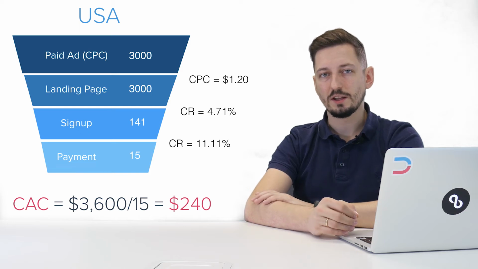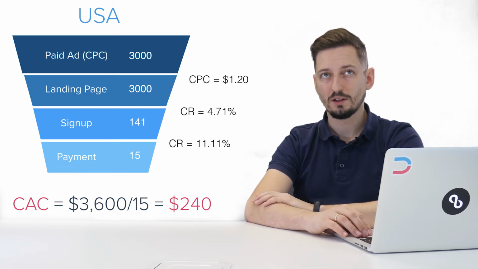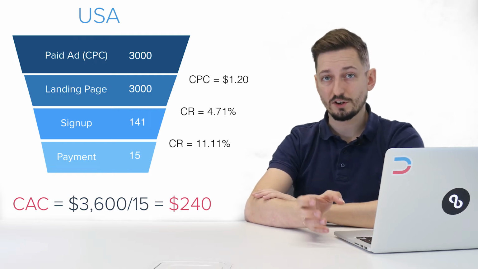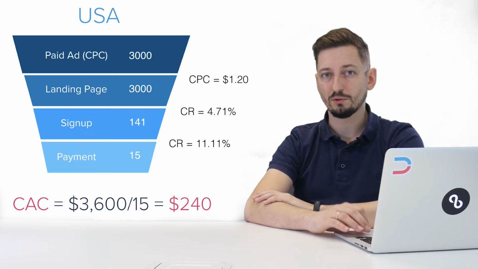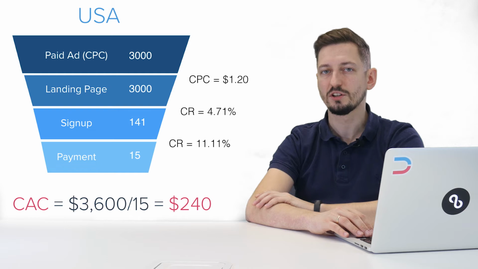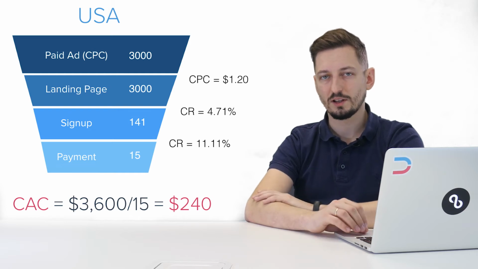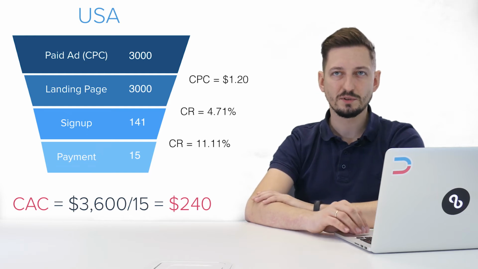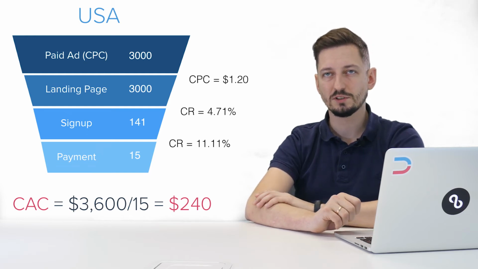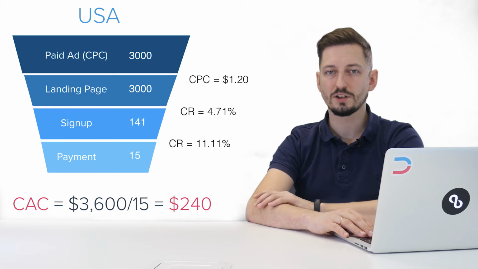and getting the conversion rate from our landing page to sign up, which is 4.71%, gives us 141 signups, which gives us 15 customers, considering the conversion rate from trial to paid of about 11%. To calculate the customer acquisition cost, we take the total spend of $3,600 divided by 15 customers, which gives us $240. This is the average CAC for the US market.